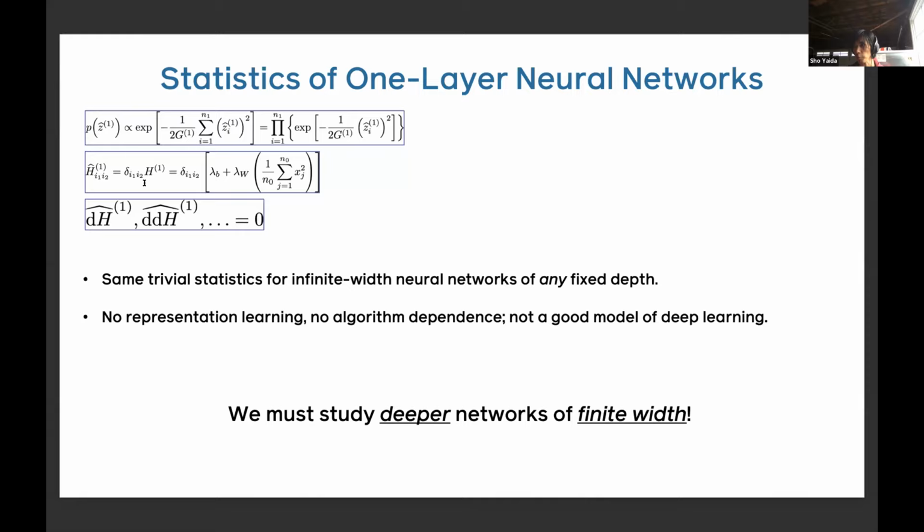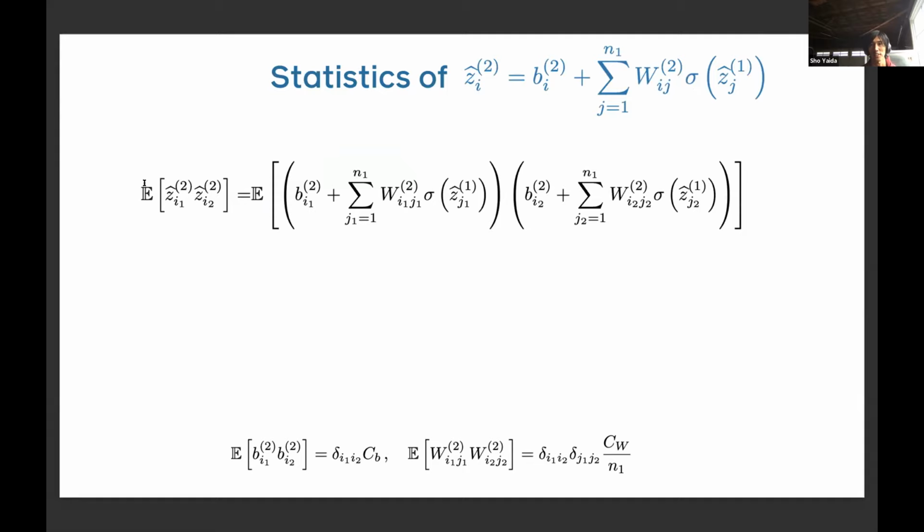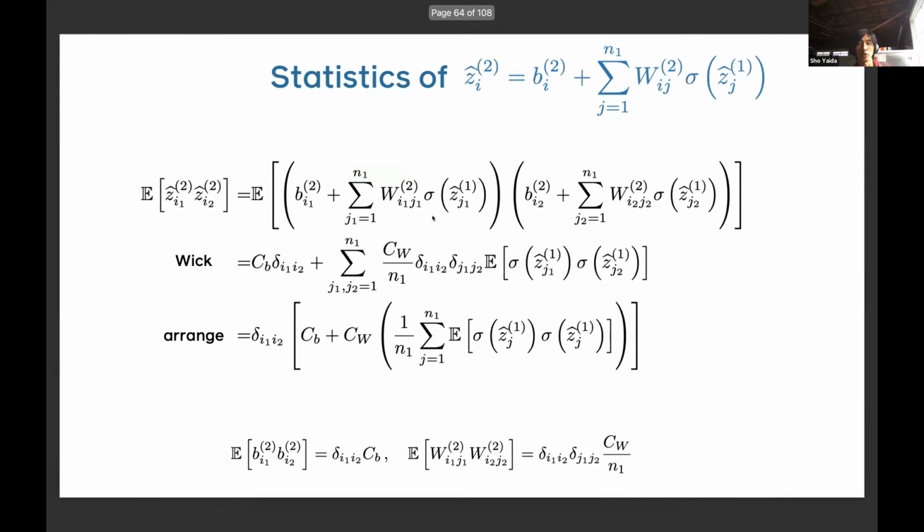Good. Now, the two layer network. So, the statistics of G in the second layer. This is just the definition. In this first equation, I'm putting in the definitions of b and Z2, and you do the Wick contraction, just evaluating the expectation of bb and WW. That's what you get in the second line. Then you rearrange things, and this is what you get in the third line.